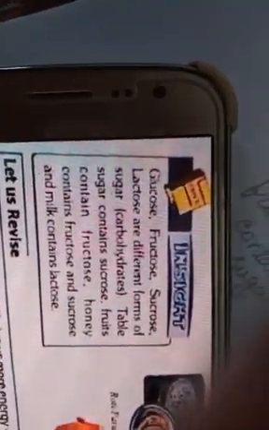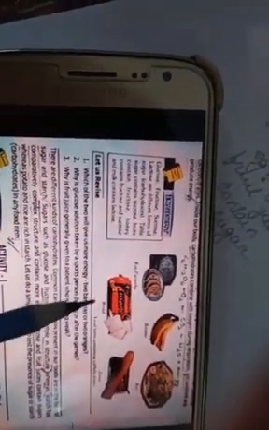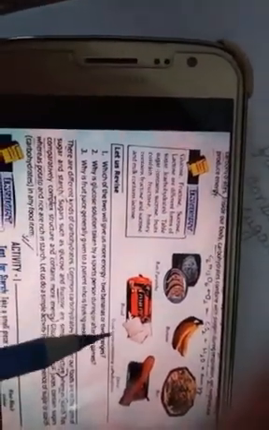Actually, they all are carbohydrates. So to achieve energy, we need these carbohydrate rich foods.